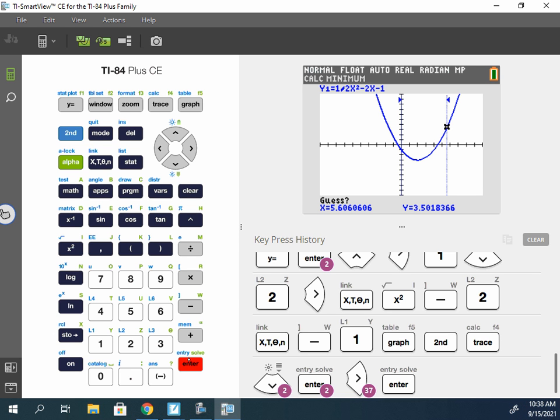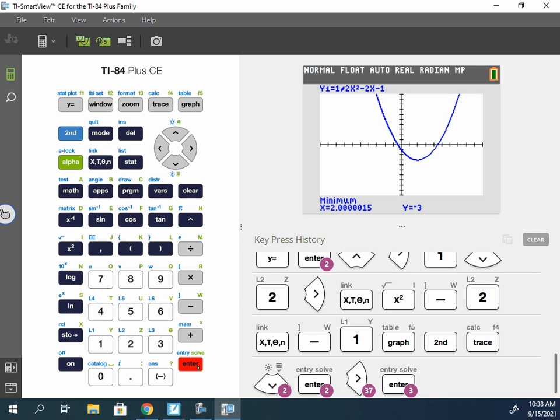Do you see how you kind of have two dotted lines? What you told the calculator is that on the graph between these two lines, there is a minimum value. Now it's saying guess. It's asking, do you want to guess what the value is? I'm going to say no. Just hit enter one more time.